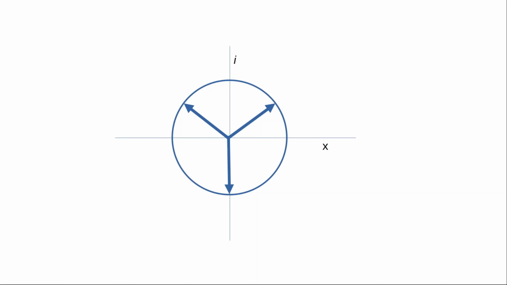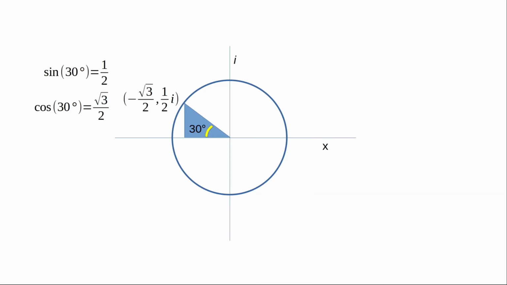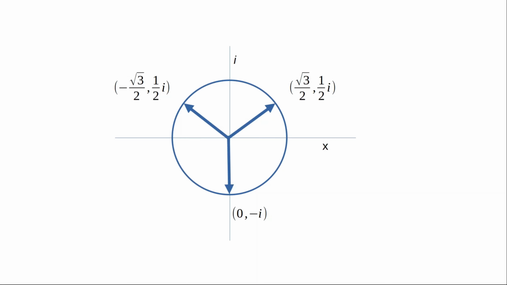And for the second point, we have a 30-degree triangle in the second quadrant. So we just have to remember that cosine is going to be negative. And sine of 30 degrees is 1/2. Cosine of 30 degrees is radical 3 over 2. And since cosine is negative, our point will be negative radical 3 over 2 comma 1/2 i. So those are our three cube roots of i.